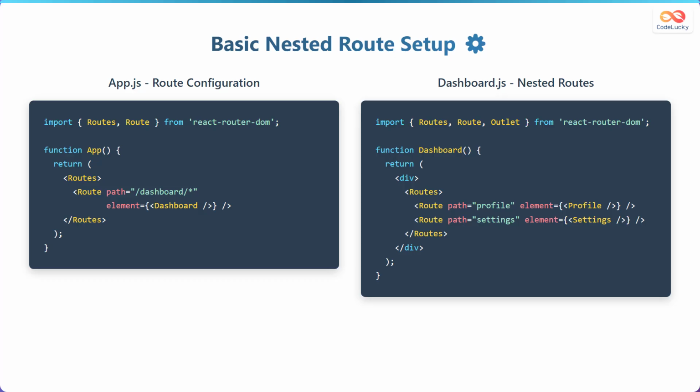Now in Dashboard.js, import Routes, Route, and Outlet from React Router DOM. Inside the Dashboard component, return a div containing a Routes component. Within this Routes component, define routes for profile and settings, mapping them to their respective components. The Profile component will render when the path is /dashboard/profile. Similarly, the Settings component will render when the path is /dashboard/settings.